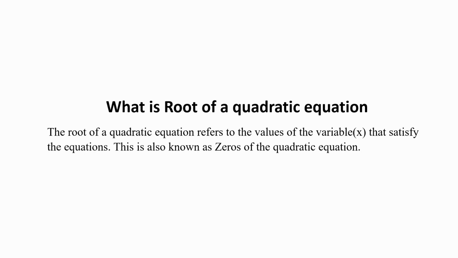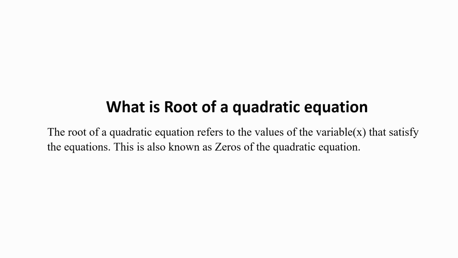Now, let us proceed to what is meant by the root of a quadratic equation. The root of a quadratic equation refers to the values of variable x that satisfy this equation. This is also known as zeros of a quadratic equation. Now, don't forget that a variable can take any value, and the variable in a quadratic equation can be represented by any letters, either b, a, c, any letters.